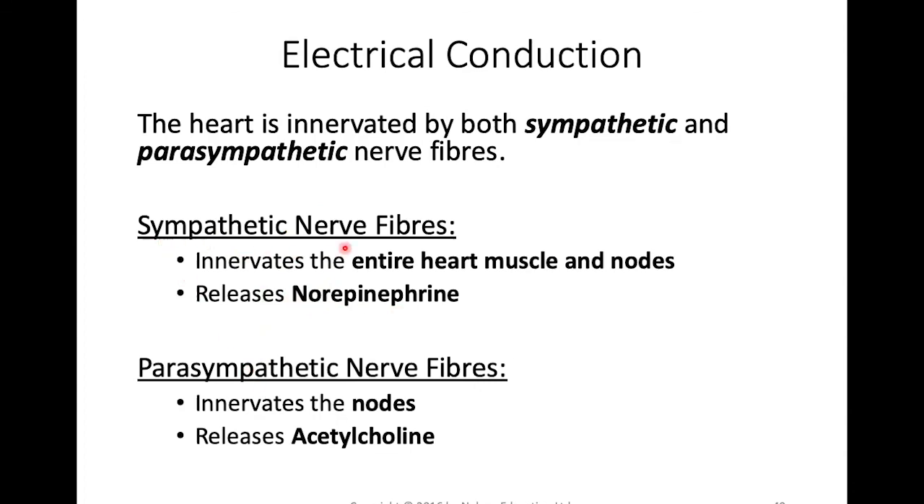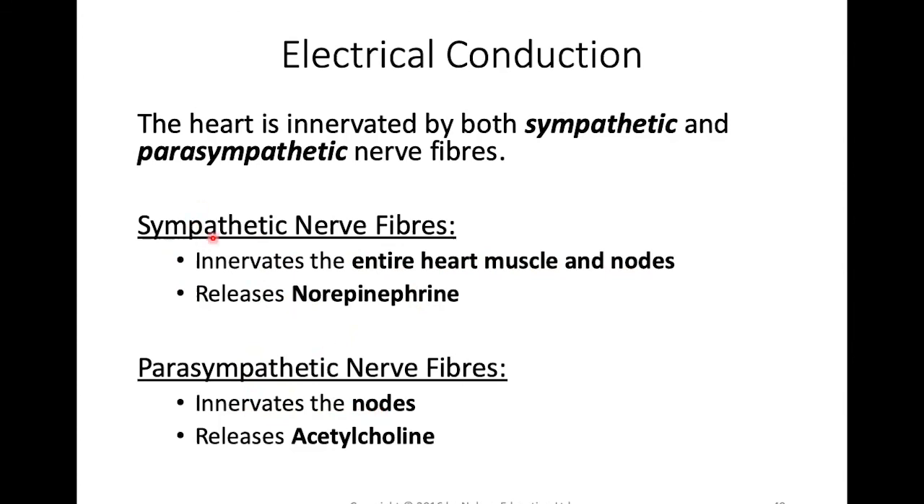Now, with the sympathetic nerve fibers, they are going to innervate the entire heart muscle as well as the nodes themselves. And so when norepinephrine is released, it's going to be dumped on the entire heart itself. In contrast, the parasympathetic nerve fibers are only going to innervate the SA node, the sinoatrial node, and the atrioventricular node. And that is the way in which they're going to help to decrease heart rate.